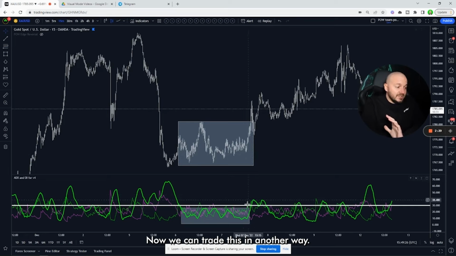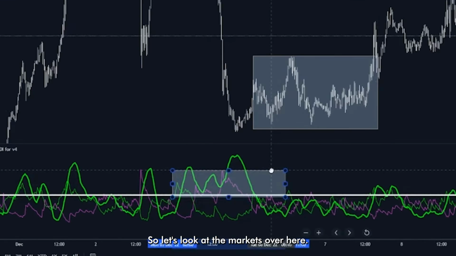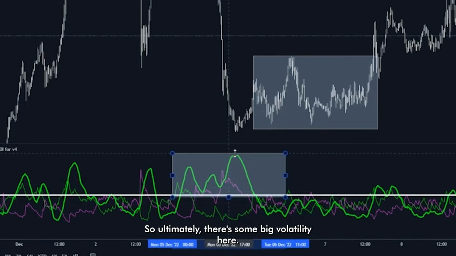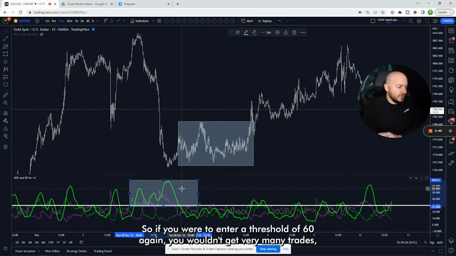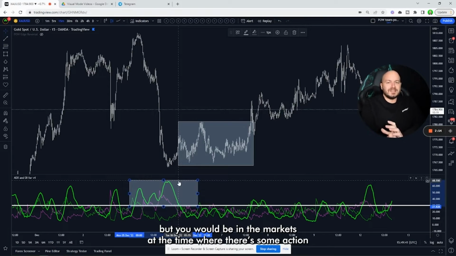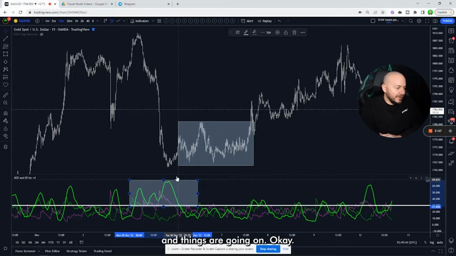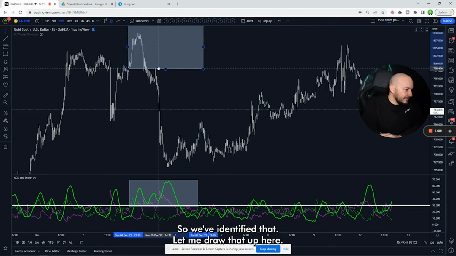Now we can trade this in another way. So let's look at the markets over here. Ultimately there's some big volatility here. ADX peaks here at 65. So if you were to enter a threshold of 60, again, you wouldn't get very many trades, but you would be in the markets at the time where there's some action and things are going on, okay? So we've identified that. Let me draw that up here.